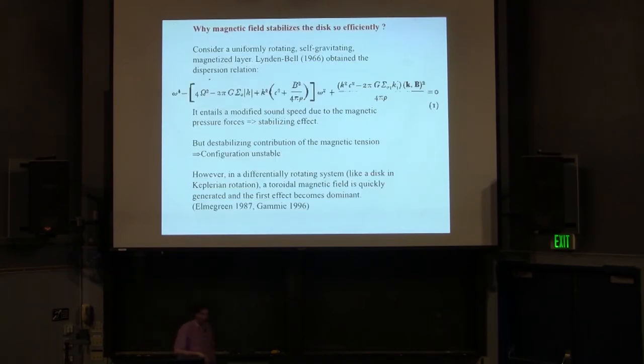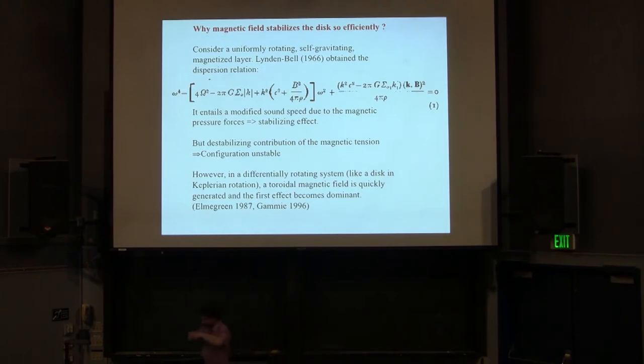Okay, so the first question we may want to ask is why? It turns out that if you look at the stability of a magnetic rotating layer, which has been done by Lindenberg, if the rotation is uniform, then you can do the analysis because it's an exact solution. This is the classical dispersion relation for waves in a rotating system plus magnetic field. There is a term here which is essentially magnetic pressure that will add up quadratically to the sound speed, and there is a term here, the magnetic tension, that could destabilize the system. It turns out that if you have a strong shear, like what we have typically in a Keplerian or pseudo-Keplerian disk, the toroidal field is quickly amplified because you twist your system, and therefore these terms become dominant and tend to stabilize the disk.